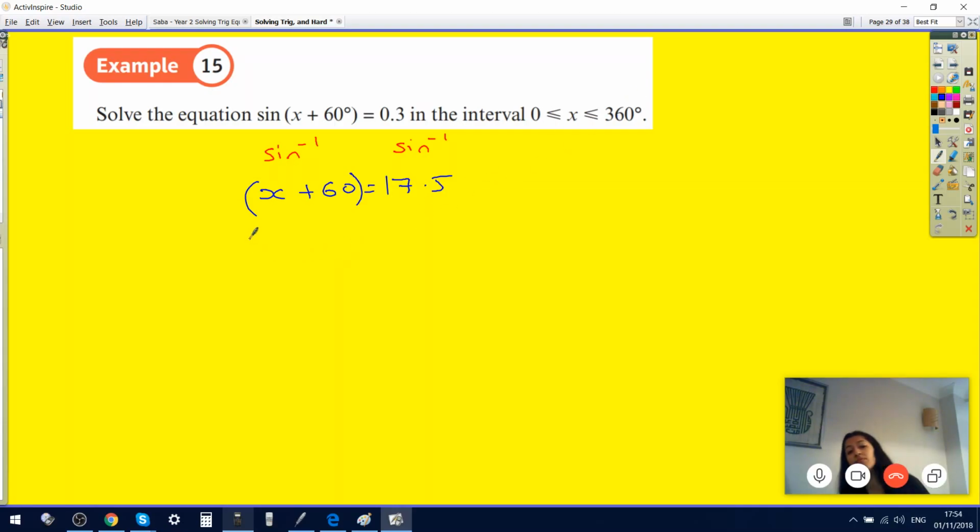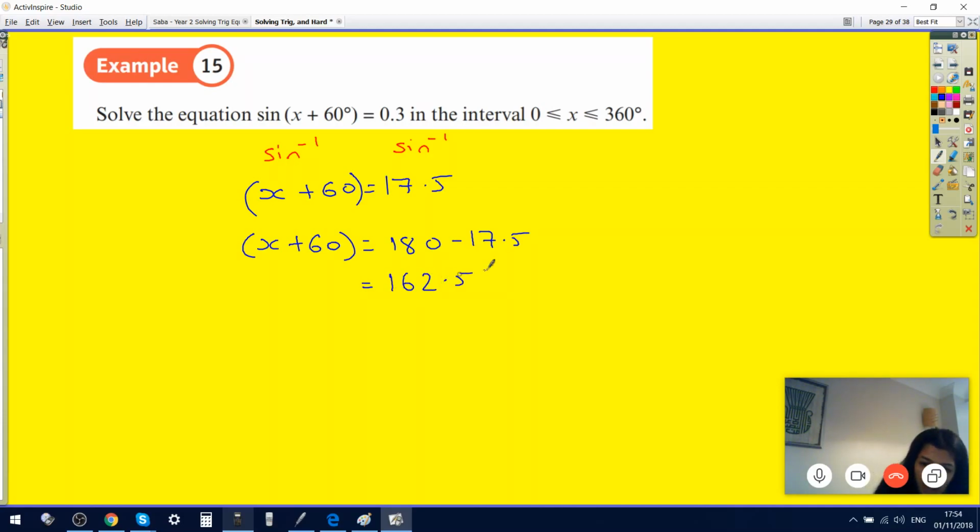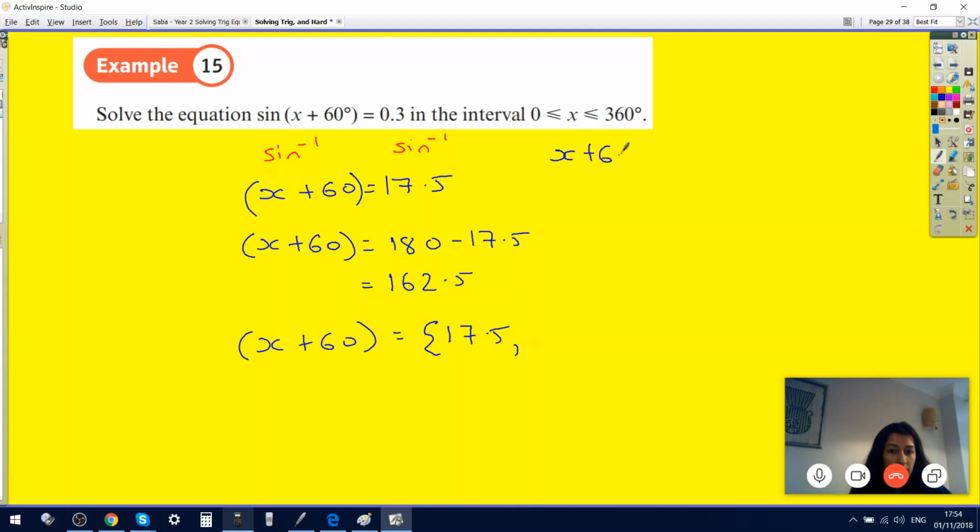Okay, so what's the next answer then? 180 minus 17.5, which is 162.5. And that's between 0 and 360, so I believe that's our two solutions for x plus 60. Oh, what did we forget to do? Minus 60. The domain is 0 plus 60, which is 60, and then 420.